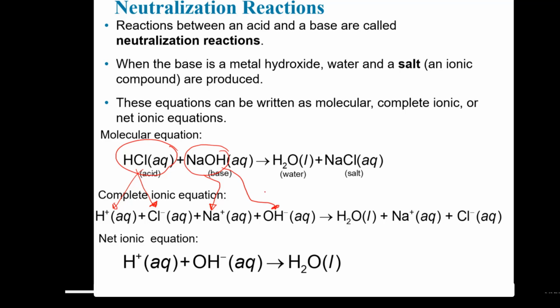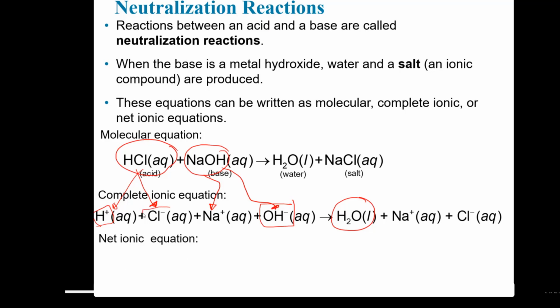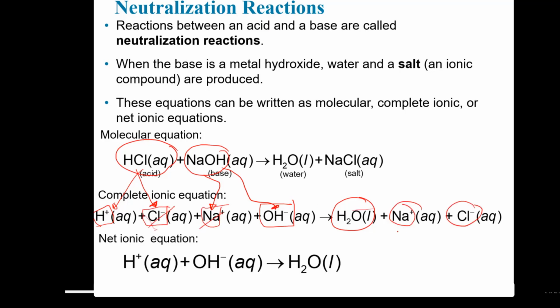Water is formed by combining the H plus ions with the hydroxide ions. And sodium and chloride ions are spectator ions. So our net ionic equation is H plus aqueous plus OH minus aqueous produces H2O liquid.